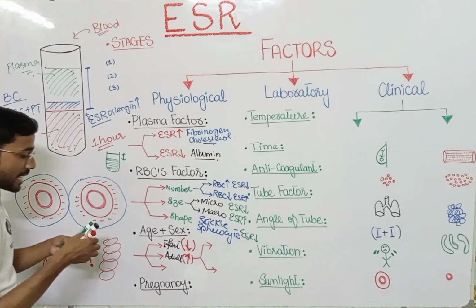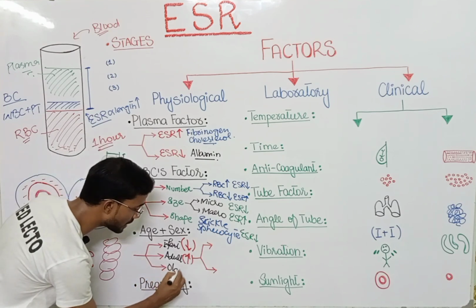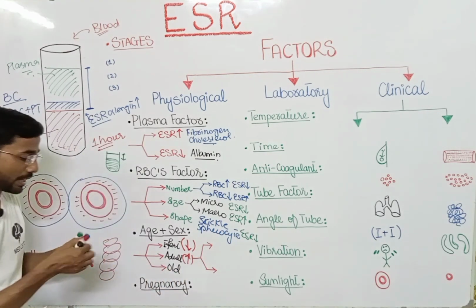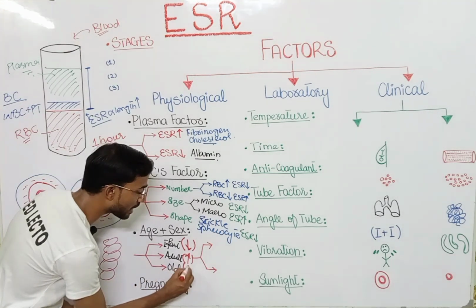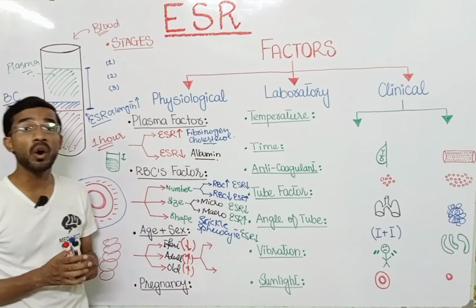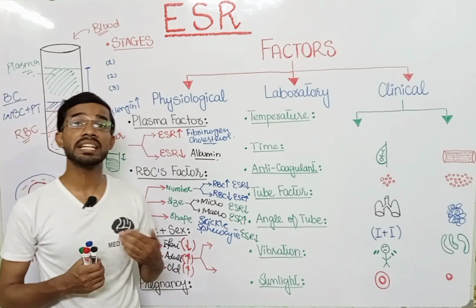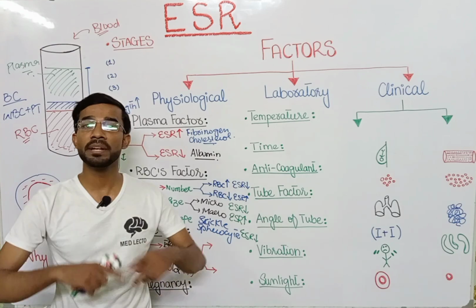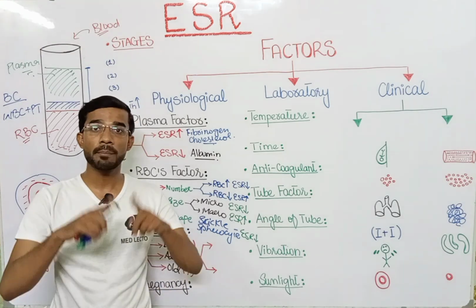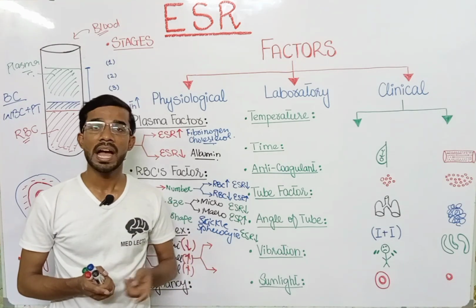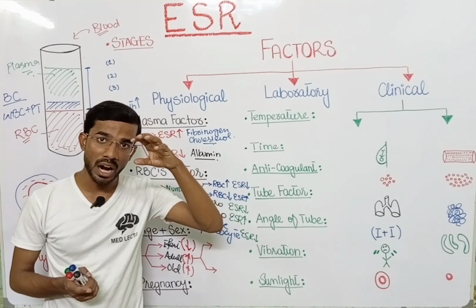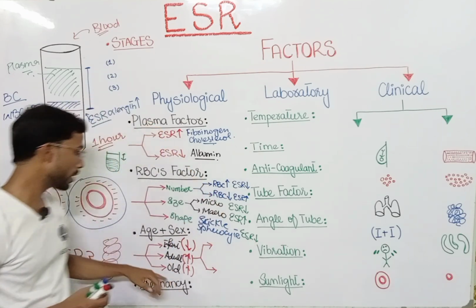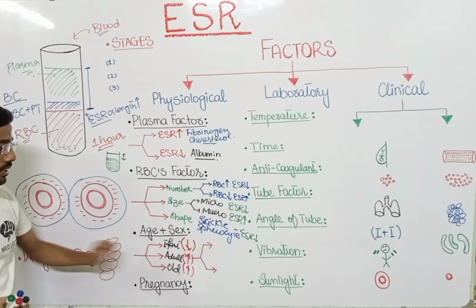In old age, the ESR will also be increased, because in old age you will see an increase in fibrinogen. When the fibrinogen is increased, it masks the negative charge, and the RBCs will start settling at a faster speed. So ESR will become increased. So this is old age.